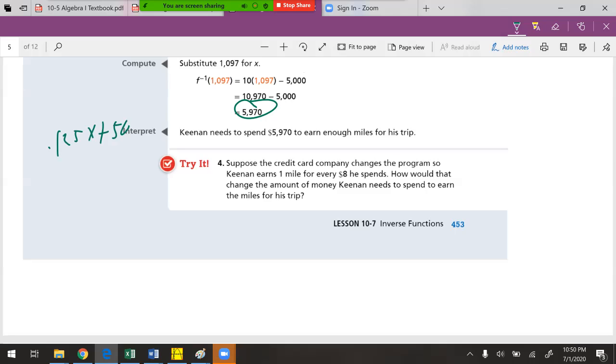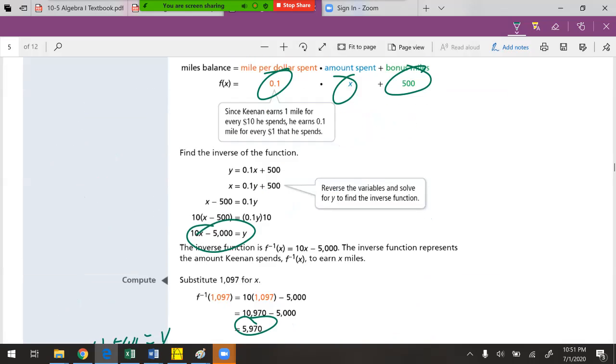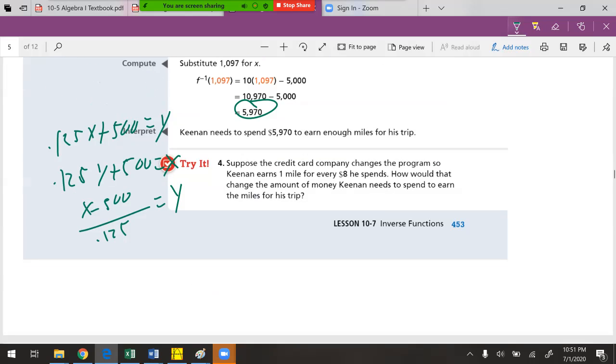0.125x plus 500 is equal to y. If we flip the variables, 0.125y plus 500 equals x. Subtract 500, divide by 0.125. It's going to be x minus 500 over 0.125, and that's equal to y. Okay, so now we need to figure out how much you need to spend. So I'm going to plug in 1097. Okay, so here we go. I'm going to do that in a different color. Okay, so 1097 minus 500 over 0.125 is equal to y.